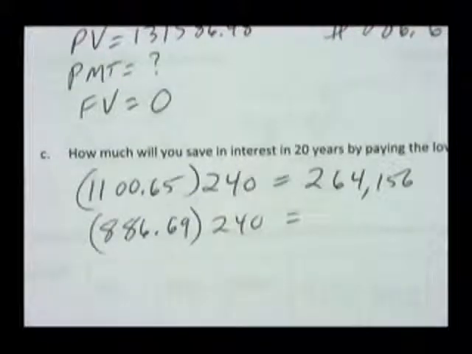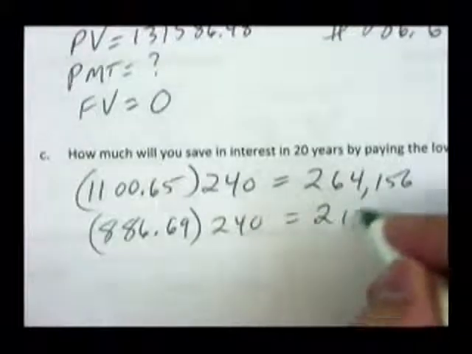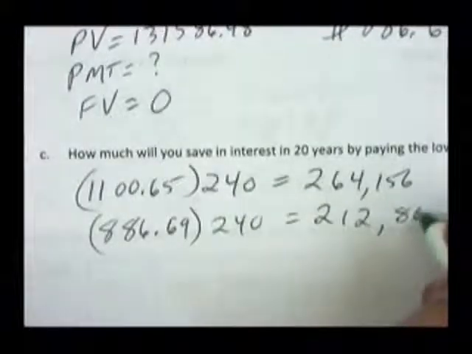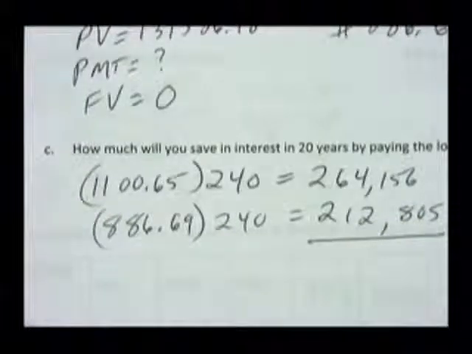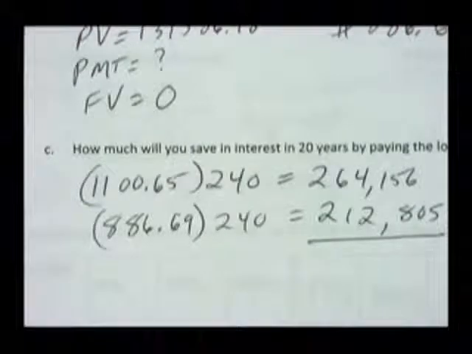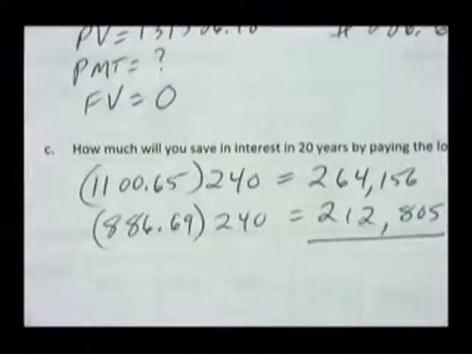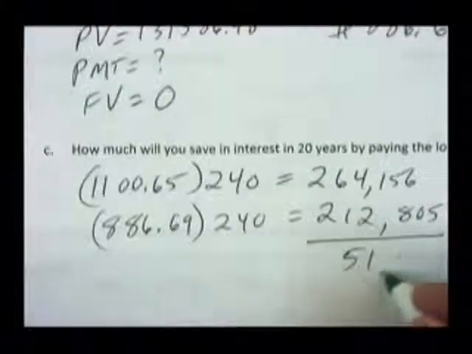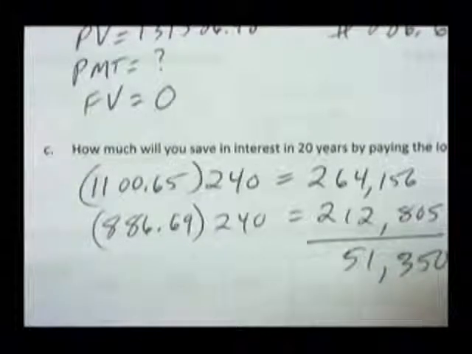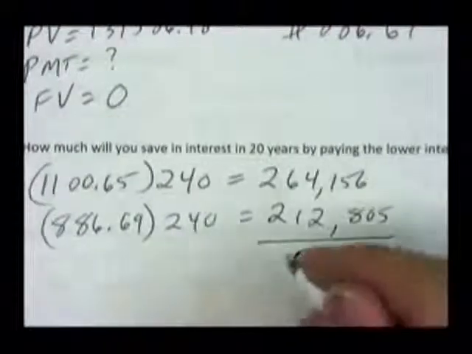886.69 times 240, you get 212,805. So if you look at the difference between those, 264,156 minus 212,805. Oops, put my decimal in the wrong place. 264,156 minus 212,805.60. We're going to save $51,350.40 over that 20 years.